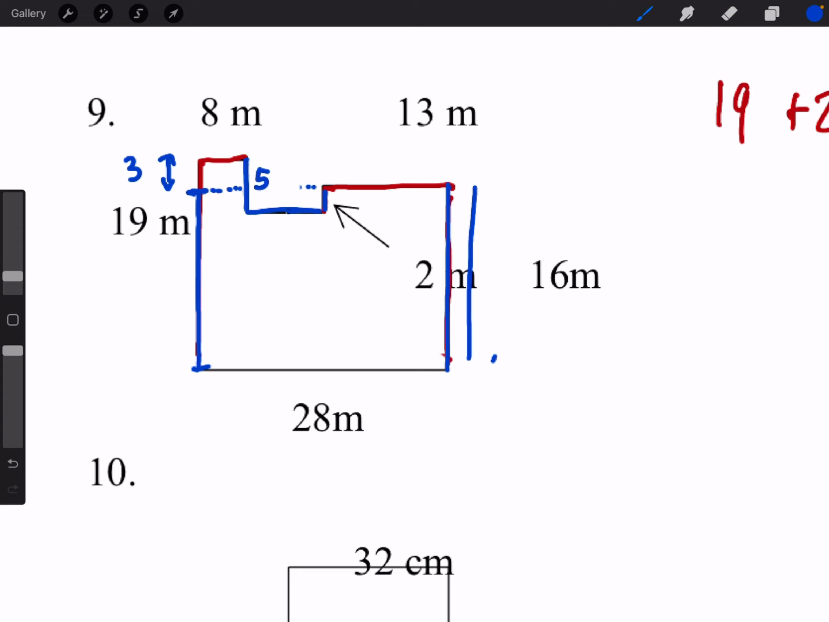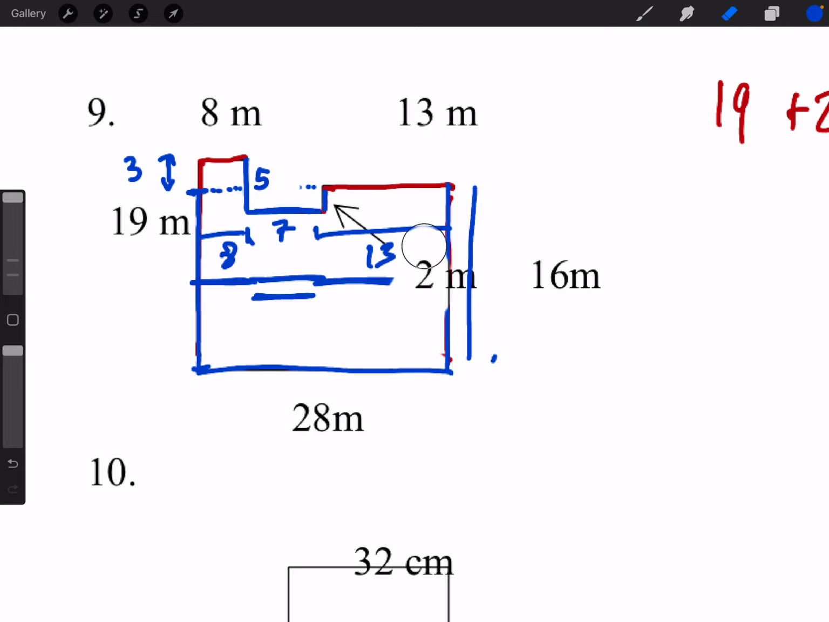Now, how much is this one? Well, this is 28. This is 8. This is 13. So what's this missing piece? 8 plus 13 is 21. So together, this and this is 21. But we know that if you combine the last one, you get 28 because it's all together, right? So this must be 7.